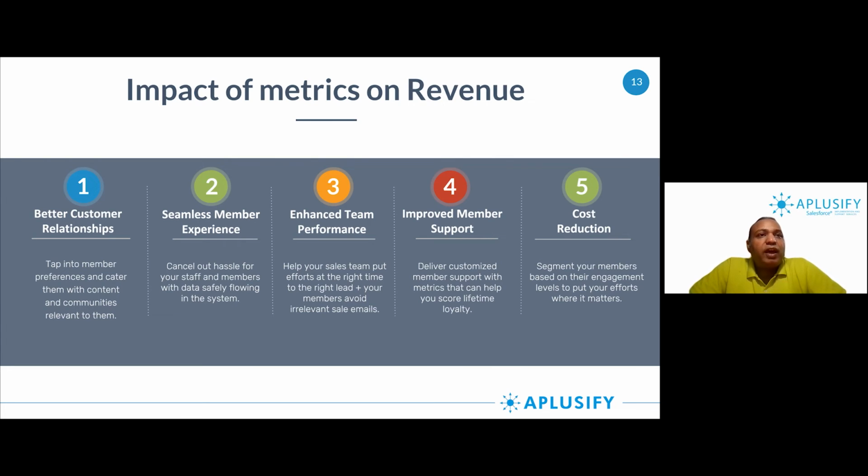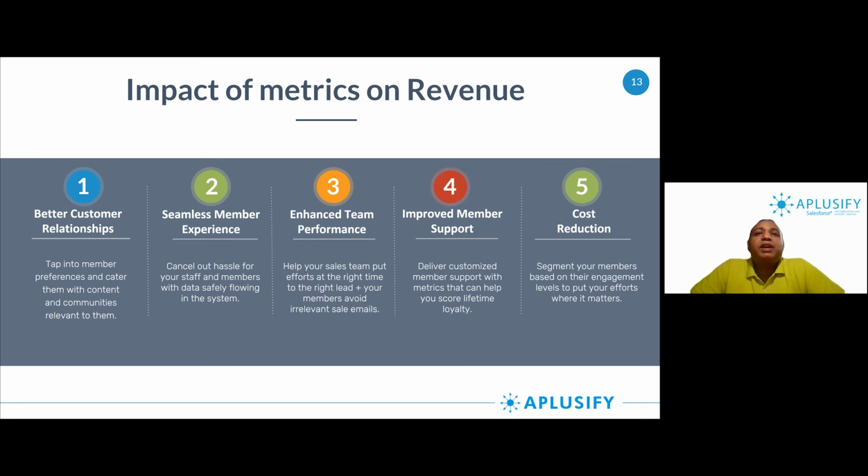So obviously, you will have better customer relationships because you understand them, like in the case of Alexis, where you actually helped her in getting a job, and then she became a lifetime member for you. With single sign-on, you will have a seamless member experience because people don't have to remember passwords. People want a system which is simple to use. They don't have to remember anything. So if you are able to have an integration with a single sign-on, it will have a seamless member experience.